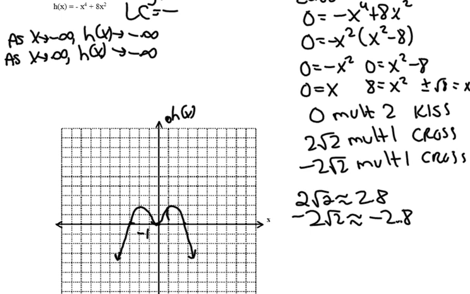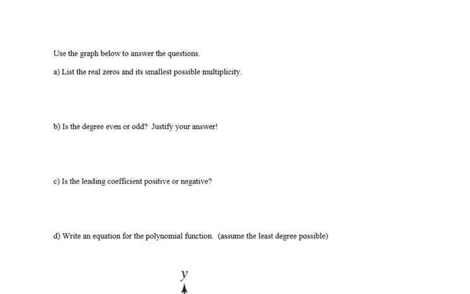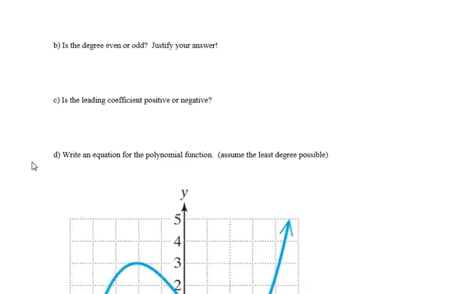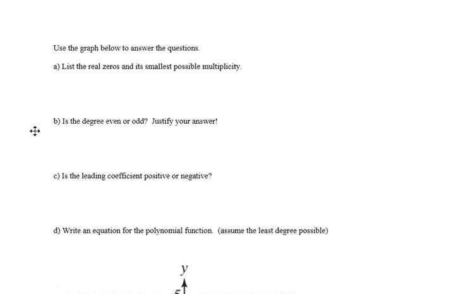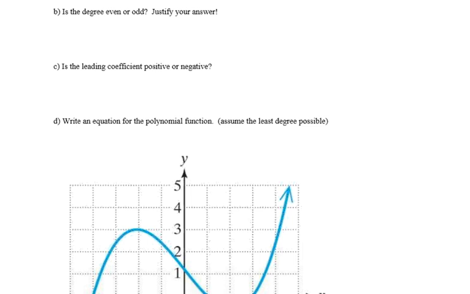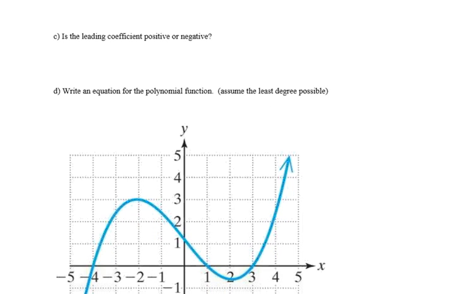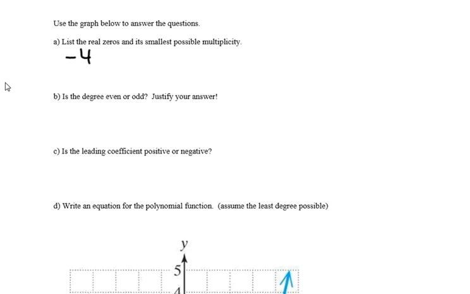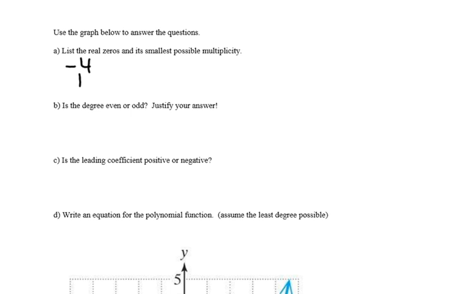Okay, our last example I would like to do then is I'm going to use the graph below to answer the questions. Okay. All right, so first of all, we want to list the real zeros and state its smallest possible multiplicity. So let's list out the zeros first. Okay, so let's scroll down. So we got one 0 at negative 4. Okay. We have a 0 at 1. And we have a 0 at 3.